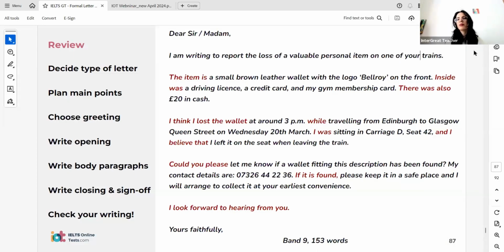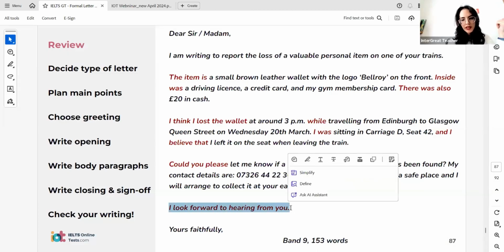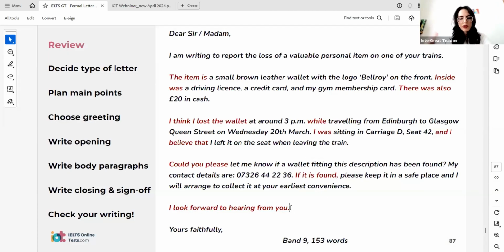Then I need 3 main body paragraphs. 3 because there are 3 bullet points given in the question. Each has to be dealt with in a separate paragraph. At the end, I need a closing. Closing is a sentence before you sign off. That is, I look forward to hearing from you, and we had some other options before. At the end, according to my reading, I choose my sign-off.